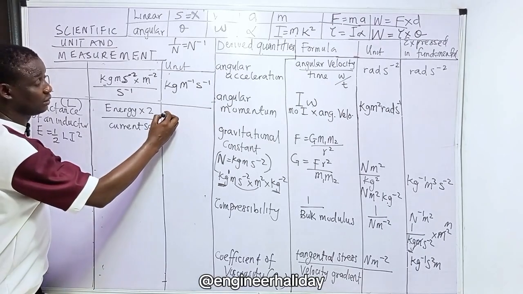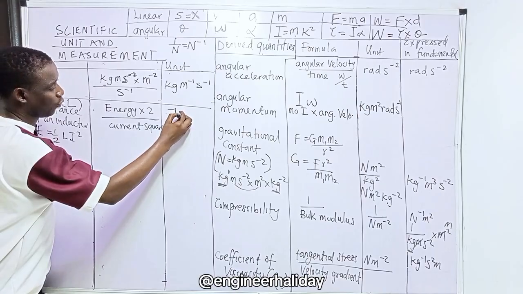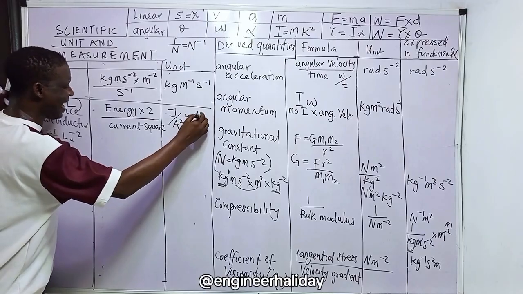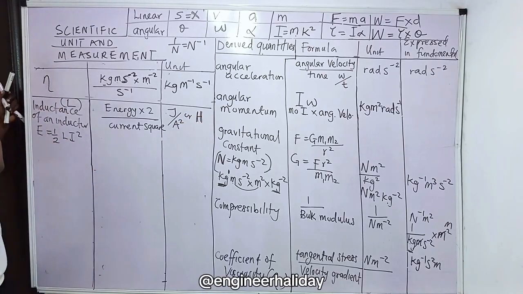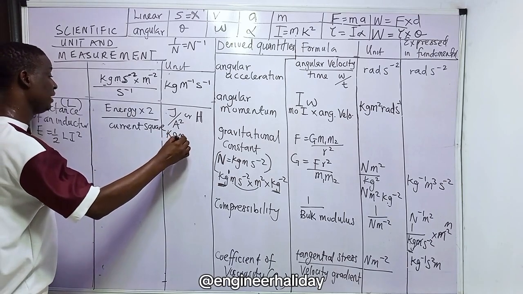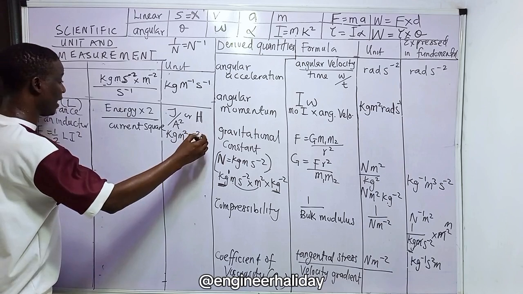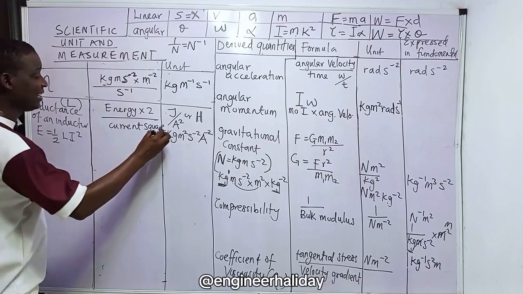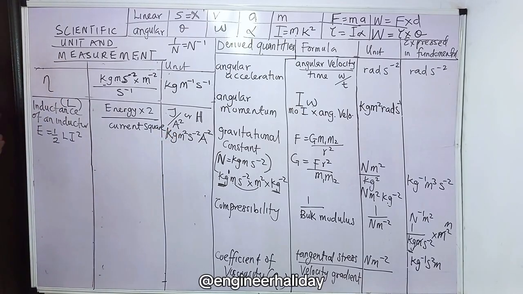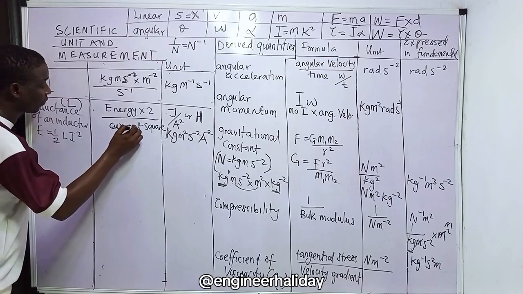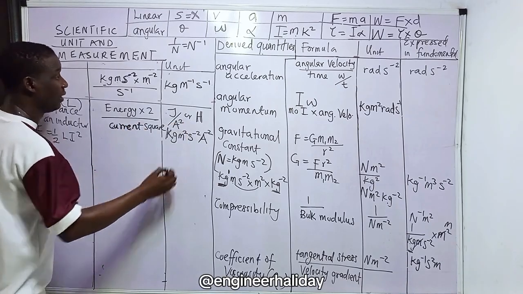So the unit will now give us joules per ampere square, or what we call Henry, with capital letter H, named after someone. We can also write it as kilogram meter square per second square per ampere square. How? Joules is the same thing as kilogram meter square per second square. That is joules. Then divide by ampere square. Don't forget, current square is what brought about ampere square.